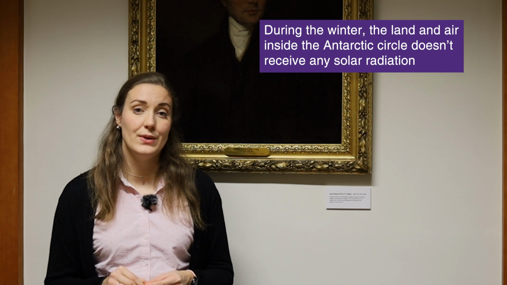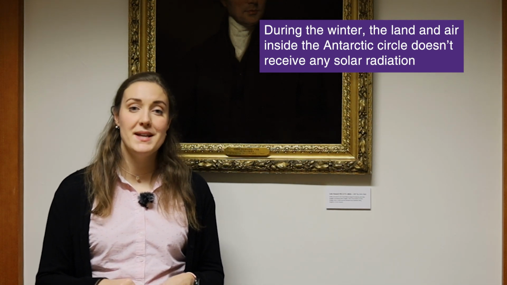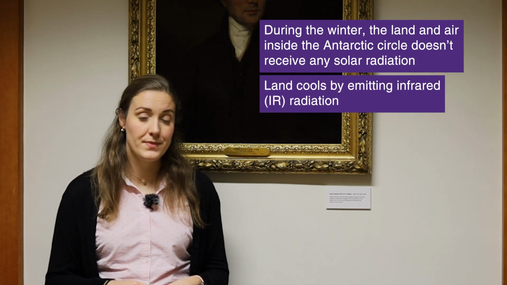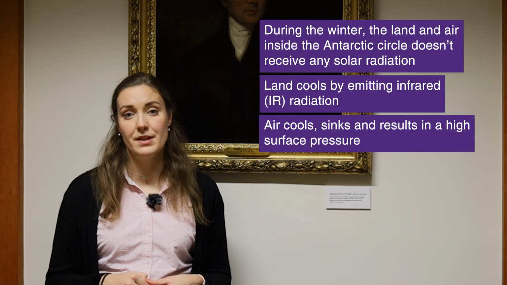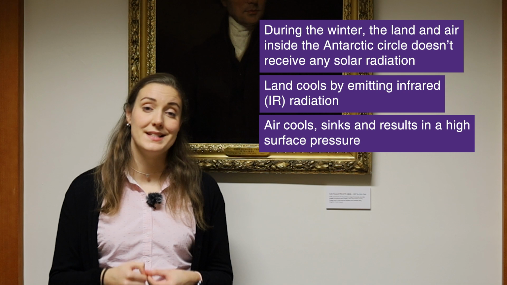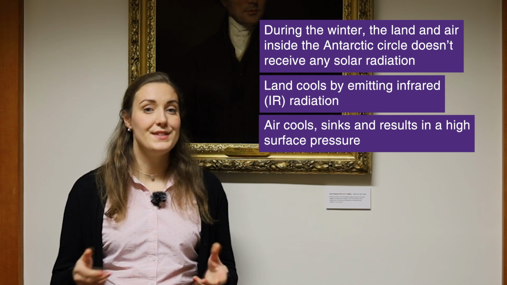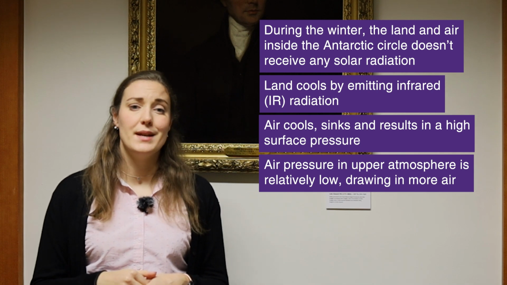In the winter, the land and air inside the Antarctic Circle does not receive any solar radiation at all and cools by emitting infrared radiation to space. As it does so, the air in contact with the ground is cooled by conduction and convection. As the air cools, it sinks, and the air pressure at the ground is relatively high. Conversely, the air pressure in the upper atmosphere is relatively low, and it draws in more air.